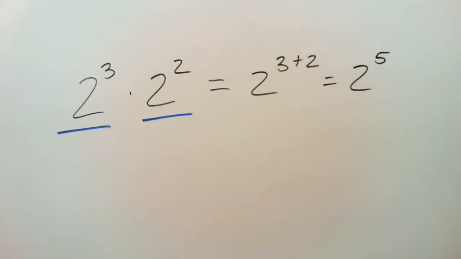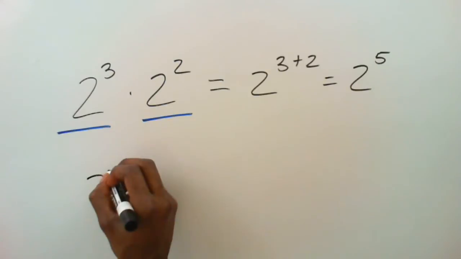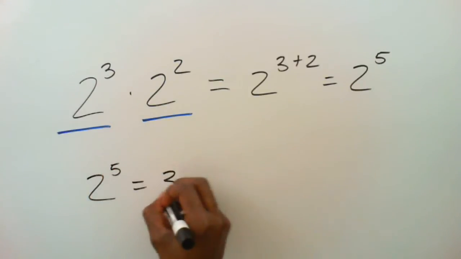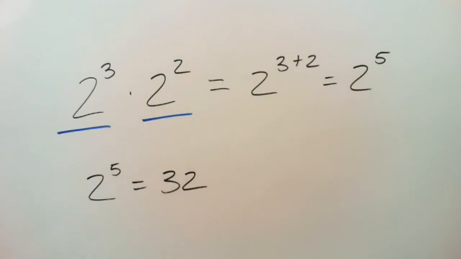After applying the product rule, the expression is reduced to 2 to the fifth power. At this point, you want to raise the base 2 to the fifth power. Doing so, we get 32 as the answer.